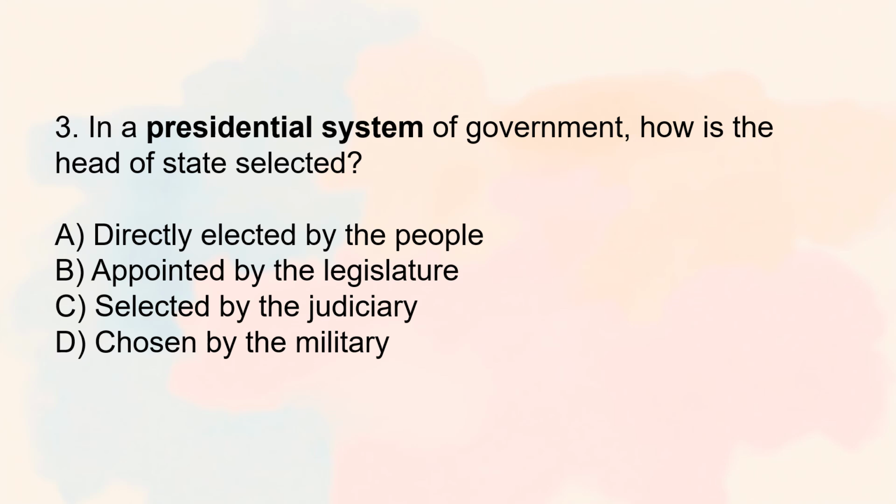Number three, in a presidential system of government, how is the head of state selected? Letter A, directly elected by the people. Letter B, appointed by the legislature. Letter C, selected by the judiciary. Or letter D, chosen by the military.